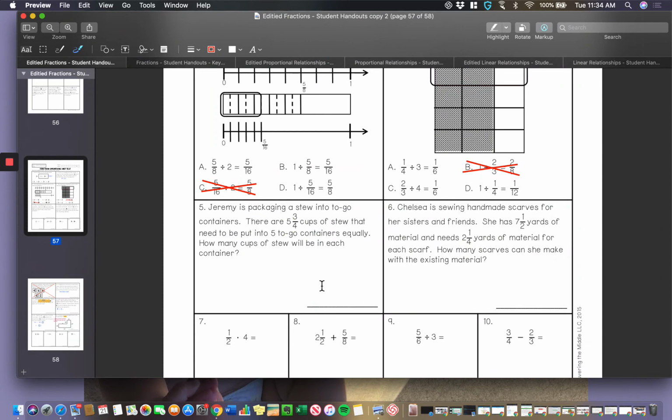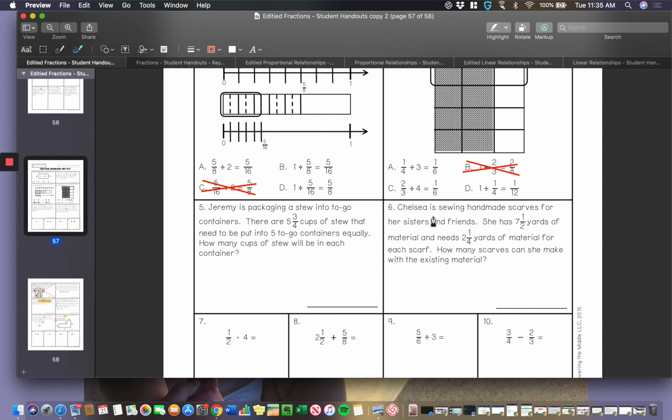Number 5, Jeremy is packing a stew into to-go containers. There are 5 3/4 cups of stew that will need to be put into 5 to-go containers equally. How many cups of stew will there be in each container? So I'm taking the 5 3/4 cups of stew that we had, and I need to divide it into 5 containers. So I'm taking 5 3/4 and dividing it by 5.